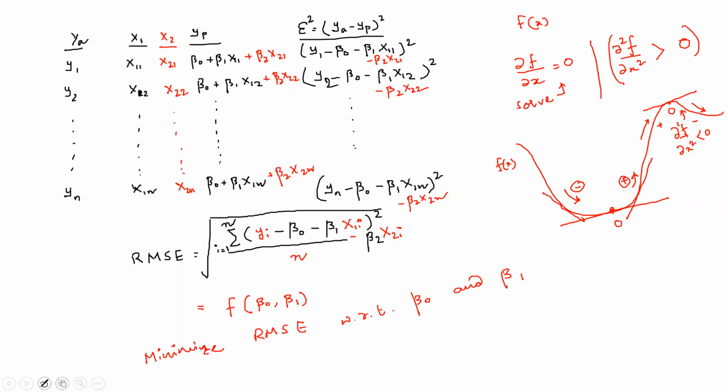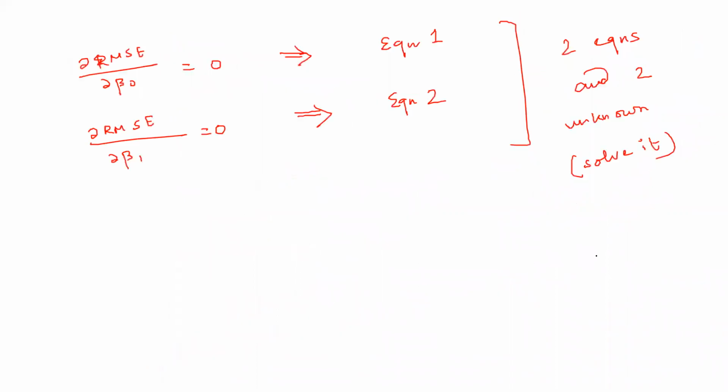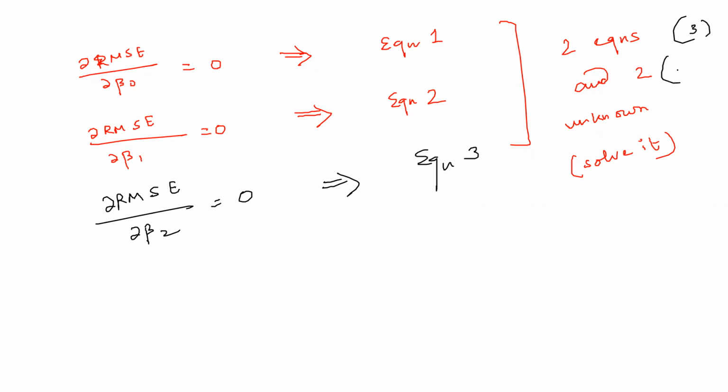That will be getting added. So then this particular thing will be a function of not only beta 0 and beta 1, but also of beta 2. So if there are three unknowns, then I will have three equations. Equation 3. So in that case, I will have three equations and three unknowns to solve.